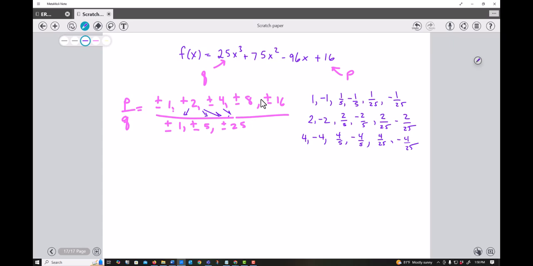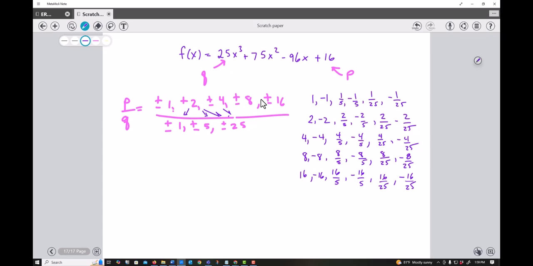Now let's do the 8's. So 8, negative 8, 8 over 5, negative 8 over 5, 8 over 25, and negative 8 over 25. Finally, the 16's: 16, negative 16, 16 over 5, negative 16 over 5, 16 over 25, and negative 16 over 25. So all I did was take each one of these numerators and put it over each one of the denominators.